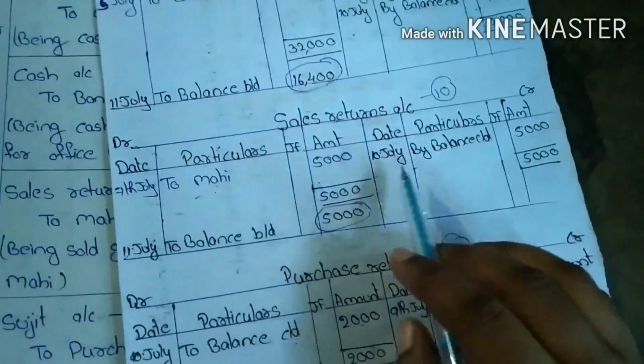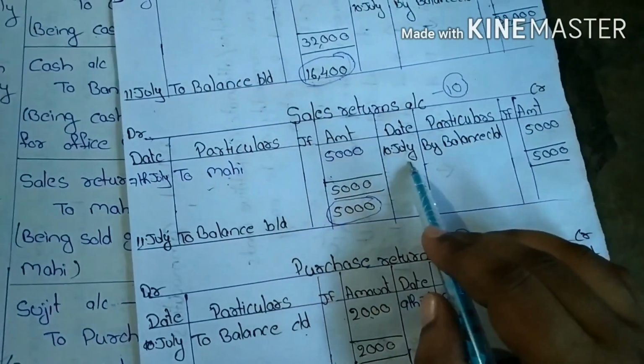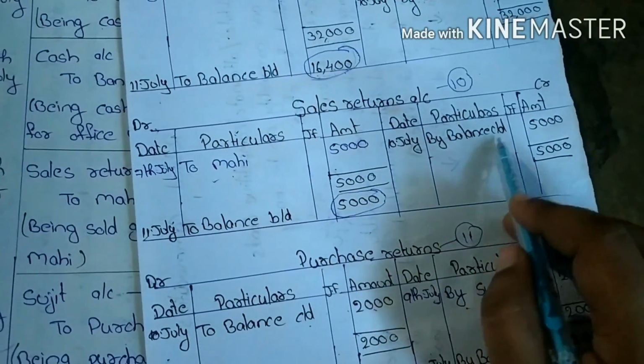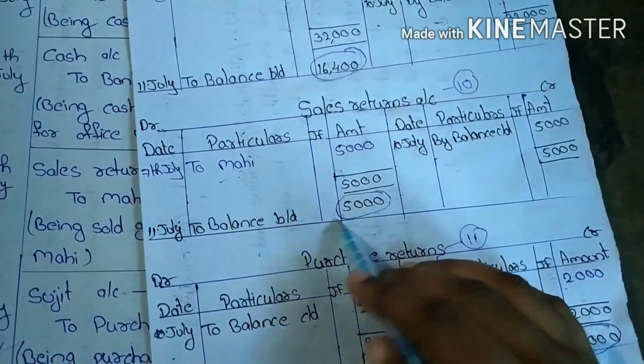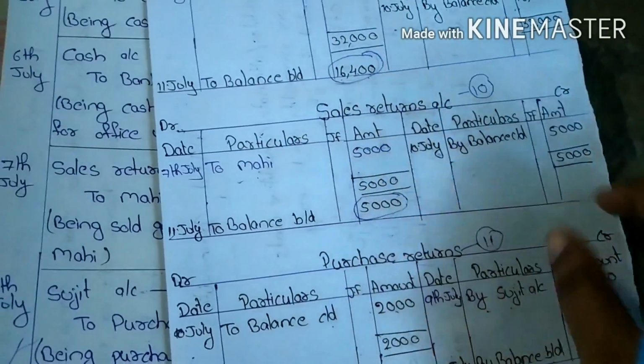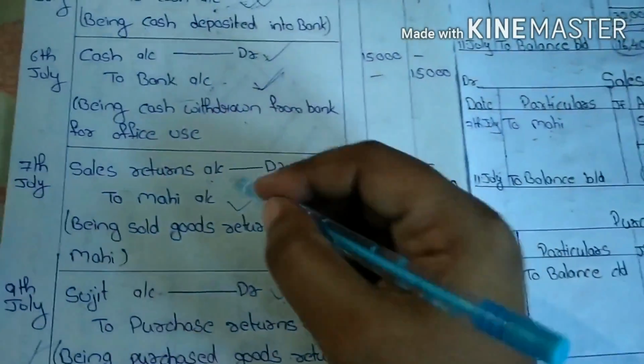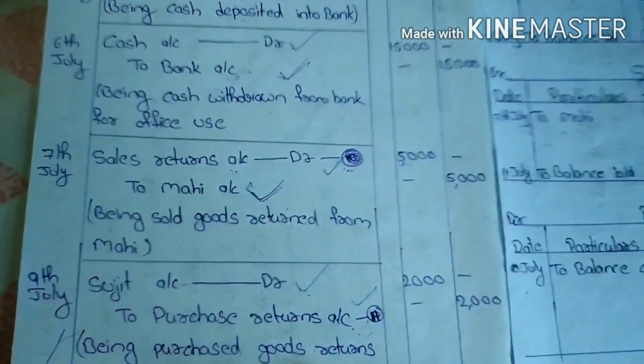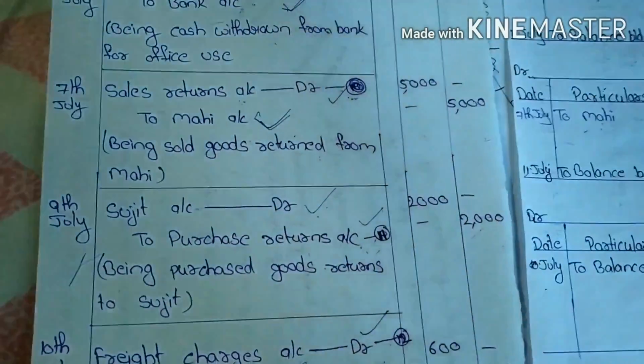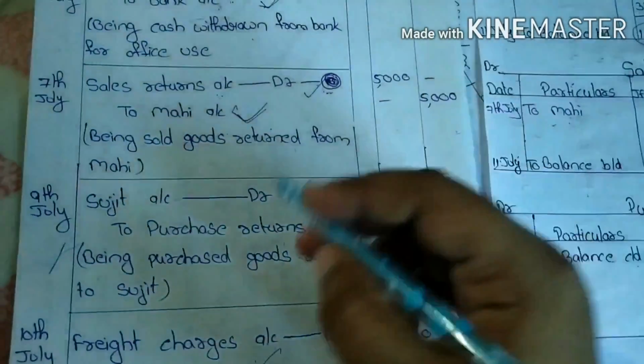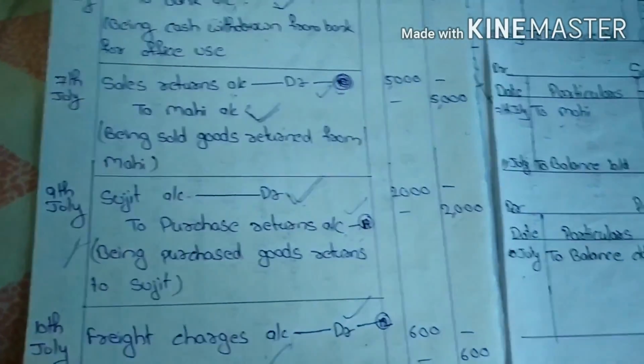So this account should be tallied and the difference is 5,000. Carried on balance should be brought down to next day, 5,000. So the 10th account should also be completed. Already the Mahi account should be opened, right? So it should also be completed. Next, Sujit account should also be completed, right?